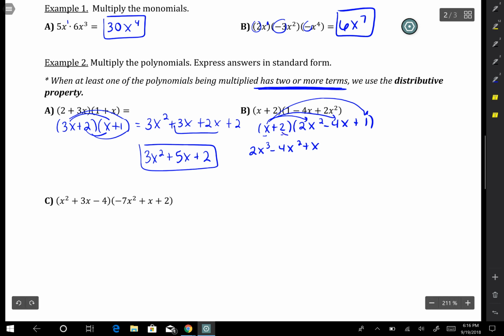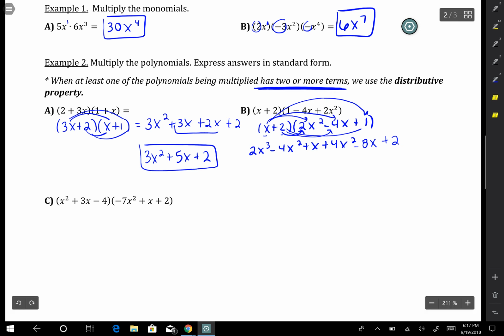So now I move on to 2. 2 times 2x squared is 4x squared. 2 times negative 4x is negative 8x. And 2 times 1 is 2. And now I can just combine my like terms and I'll have my answer in standard form.